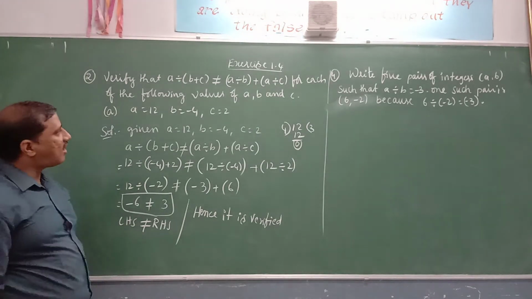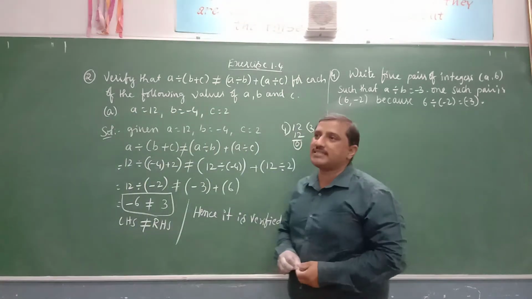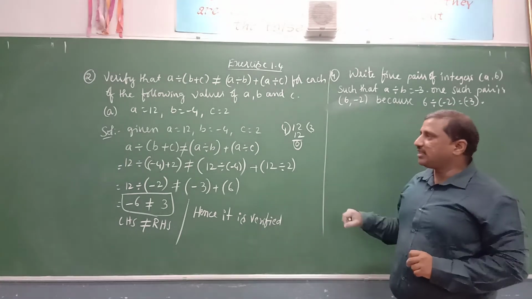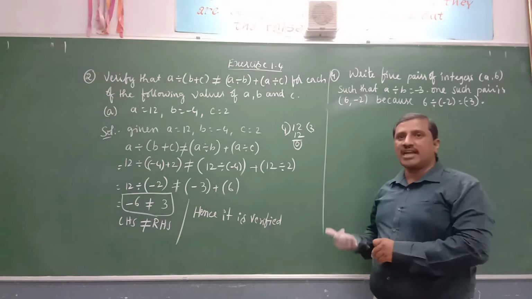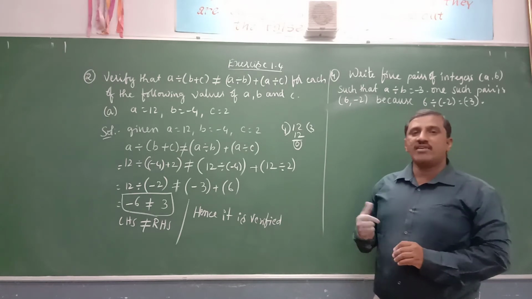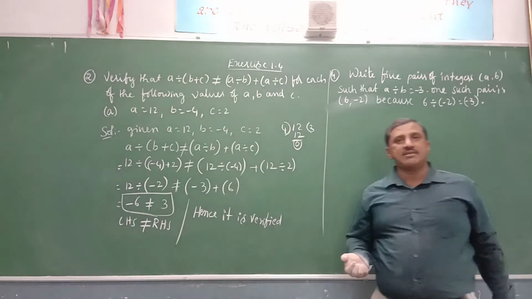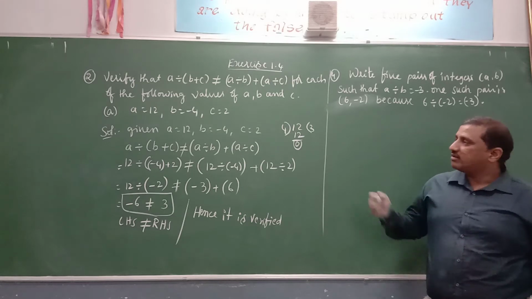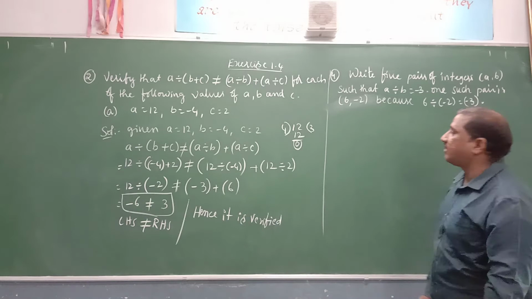Is it clear, children? What to do? Write the given values in place of a, b, c and simplify. While simplifying, use the knowledge of integers. What to do when we are adding a positive integer and a negative integer? What should be done when we are dividing two negative integers? What to do when we are dividing a positive integer by a negative integer or a negative integer by a positive integer? With that knowledge, we simplify and reach our result.